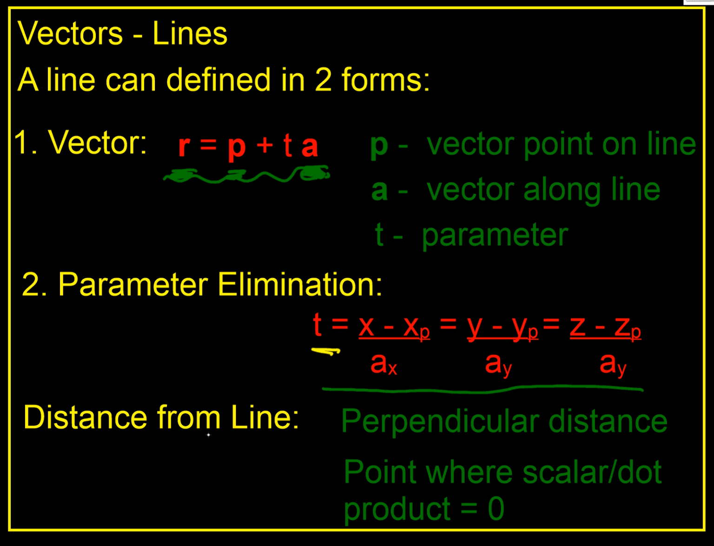And finally, if we want to know the distance from a line, we need to find the perpendicular vector, which we can find easily by taking our line vector and flipping it around. Later on, when we look at the scalar product, we can look at when the scalar product will be 0, and that will be in the next video. So there you are, a quick start off with line vectors and their formats.